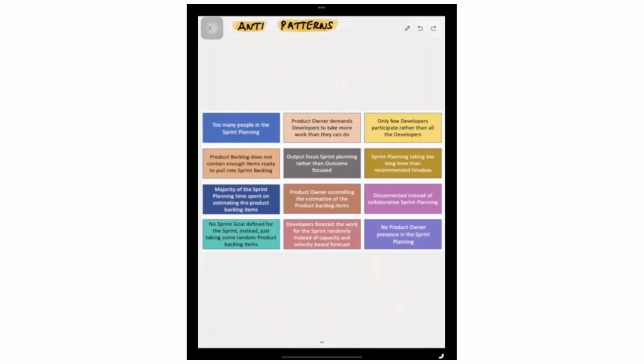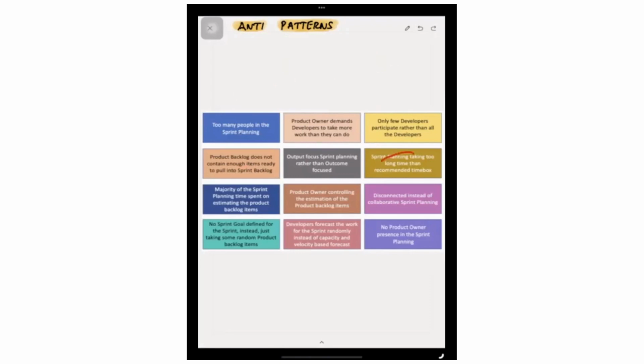So instead of randomly selecting some items, it's always good to have a sprint goal, which is the outcome you want to achieve, and accordingly select the least possible items. That is what we call less is more. So first identify the goal, which is the outcome you want to achieve, why you want to spend the time, money, and effort, and then accordingly identify the suitable items, instead of just focusing on output.